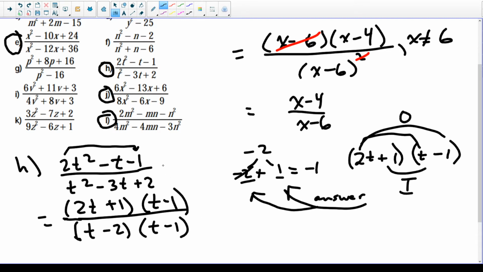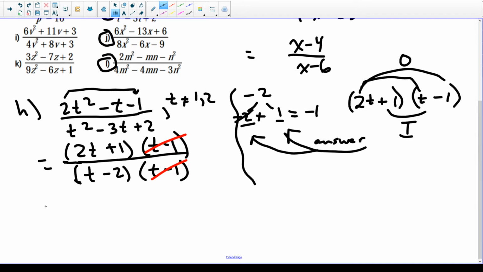And now I can list my restrictions. Okay, so my two restrictions come from the denominator. The t cannot be equal to neither 1 or 2. So that's how we would list that. And now we can cancel out our repeating brackets from the top and the bottom, which would be that one. And our final answer is 2t plus 1 over t minus 2.